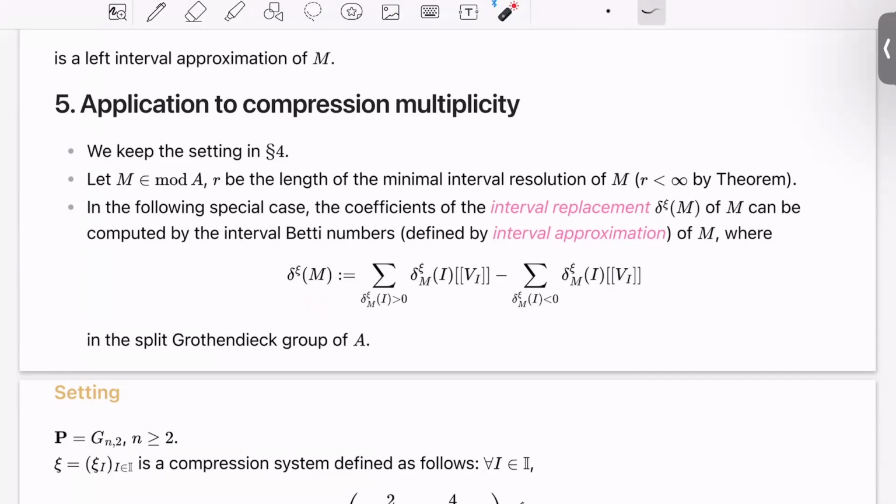Okay, so here this is the interval replacement, whose coefficients are given in this way here. So these are Möbius inversions.